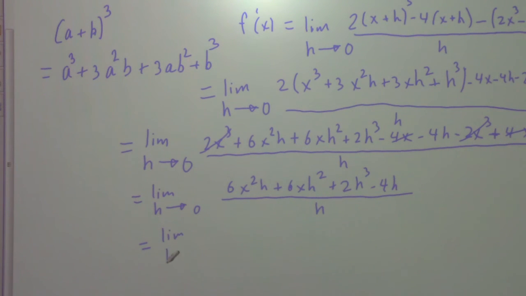That's going to be equal to the limit as h approaches 0, and then we cancel stuff here. If we divide this by h, what do we have left? It's just 6x squared, and then plus 6xh, is that right? Plus 2h squared minus 4. And now when we plug in 0 for h everywhere, we get 6x squared plus 0 minus 4. So this is what we have left: f prime of x equals 6x squared minus 4.